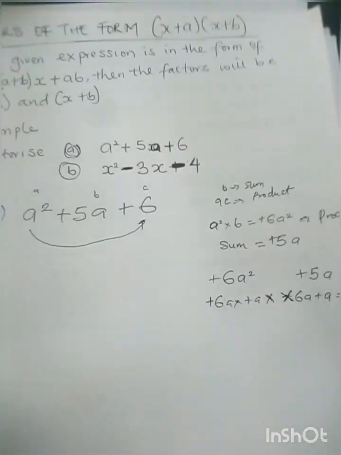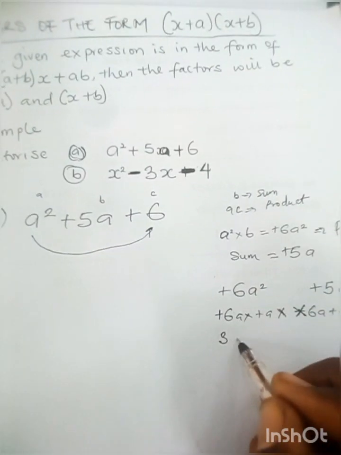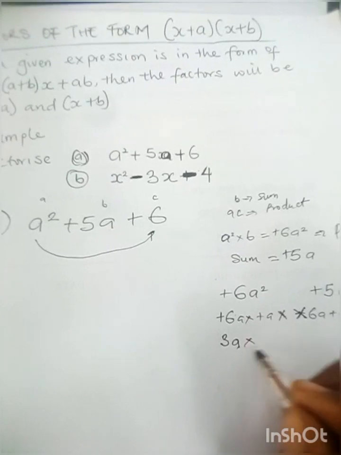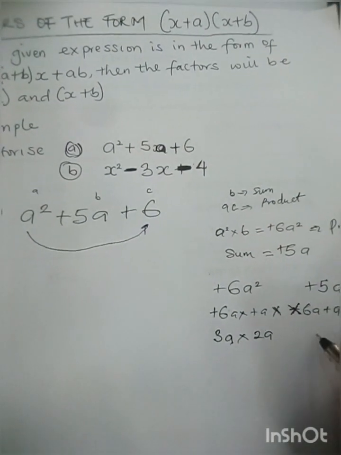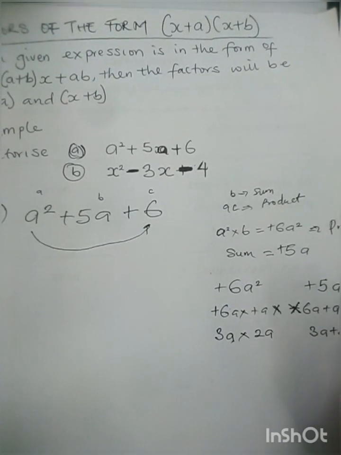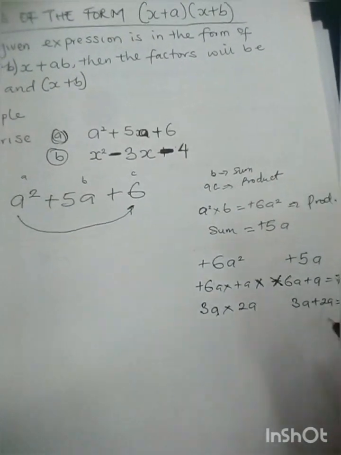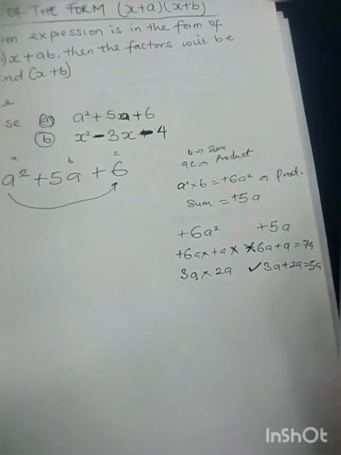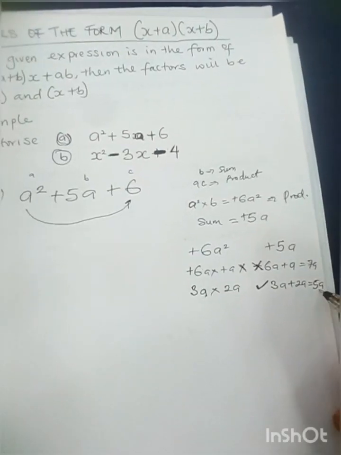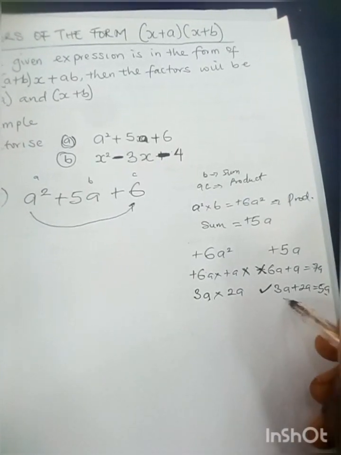We have here 3a times 2a. It will give us 6, right? 6a squared. Now if we add here 3a plus 2a, that gives you what? 5a. I guess it now. So we'll pick this. So we are going to replace the 5 with what? 3a plus 2a. So we'll go back again.